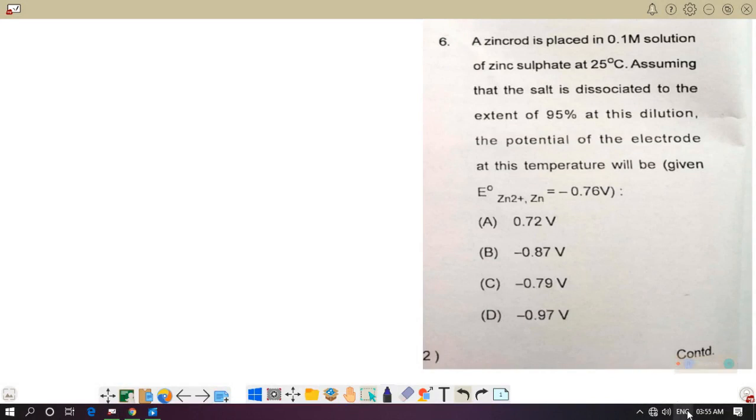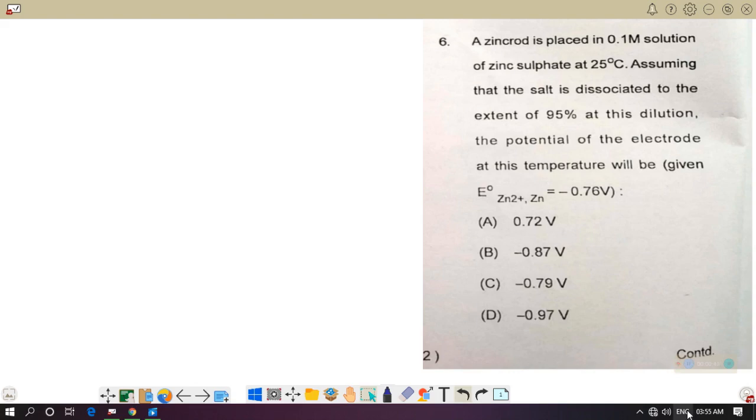In the previous video we discussed the first 5 questions, and today I will discuss question number 6. Question number 6: a zinc rod is placed in 0.1 molar solution of zinc sulfate at 25 degrees Celsius. Assuming that the salt is dissociated to the extent of 95% at this dilution, the potential of the electrode at this temperature will be, and the options are given.